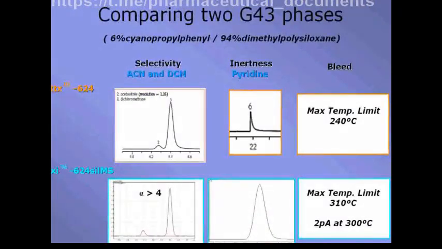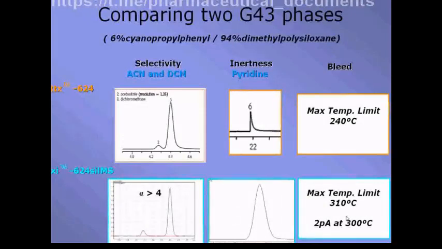When we compare the two phases, the RTX 624 certainly does pass the specifications for this method. So if you have one in-house, it will certainly do the method. If I were looking at moving forward with this method, implementing it, I would choose the RXI 624 SIL-MS. Mainly, as I said, it has better selectivity, it has better inertness. If you look at the pyridine shape, certainly that's passable, but it's much better on the RXI.